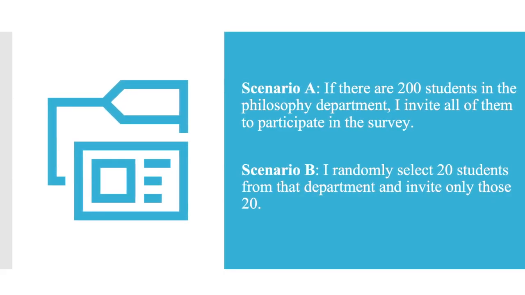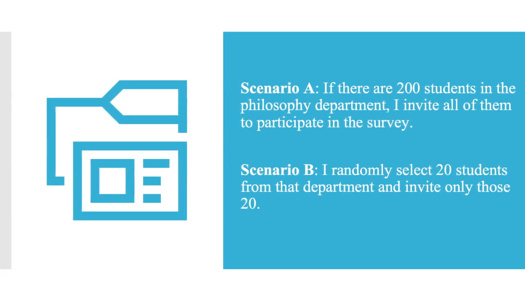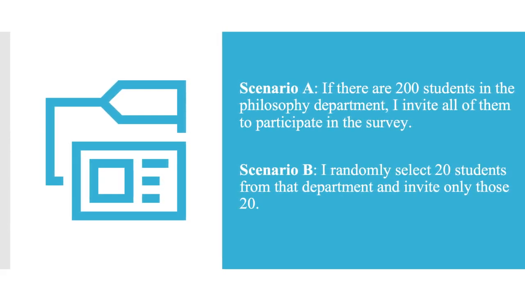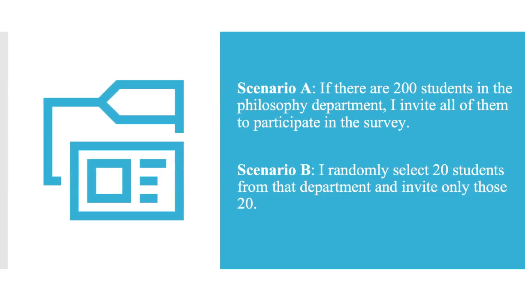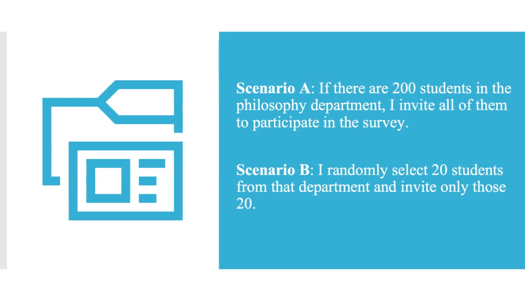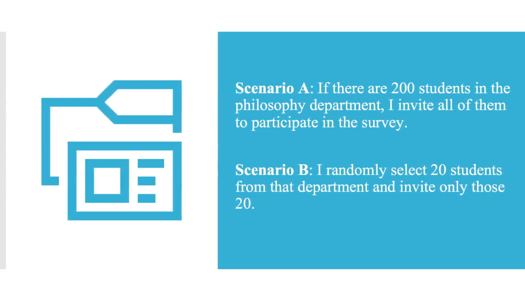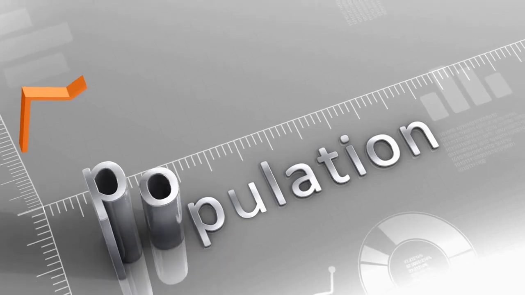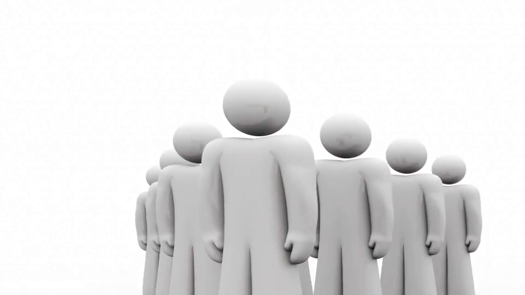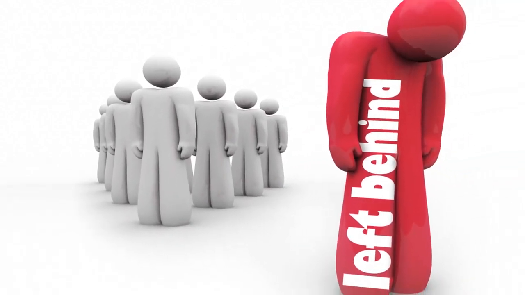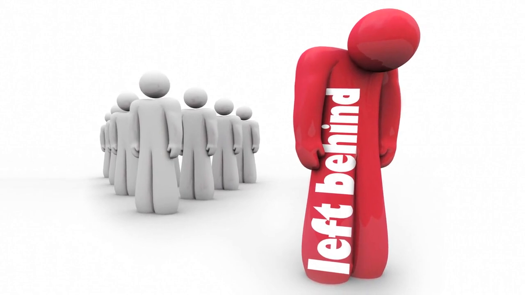Here's how I explained the situation. Scenario A. If there are 200 students in the philosophy department, I invite all of them to participate in the survey. Scenario B. I randomly select 20 students from that department and invite only those 20. In both scenarios, students could decline the invitation. Which scenario is more likely to result in an empty segment? Clearly, scenario B is more likely to leave out certain groups due to its smaller size.